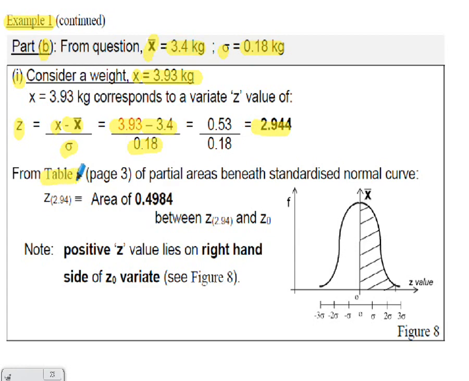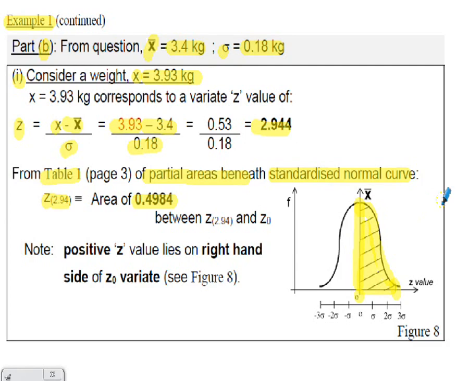From our table on the previous page of partial areas beneath the standardized normal curve, for a z of 2.94, we find the area is 0.4984. So that's the area between the variate z equals 0, which is at the x bar position, and the z equal to 2.94. Don't forget, positive z's are on the right hand side of the diagram. So the area of 0.4984 is the shaded area of our bell shape here.